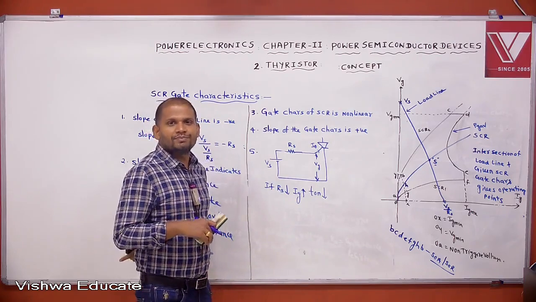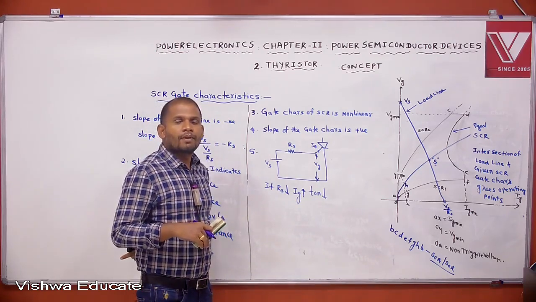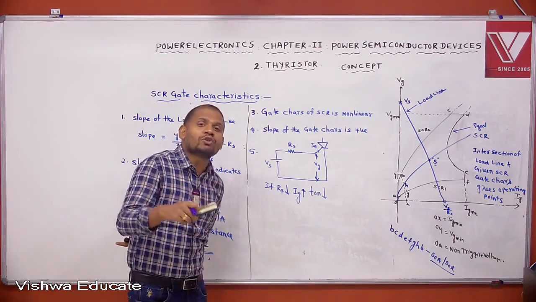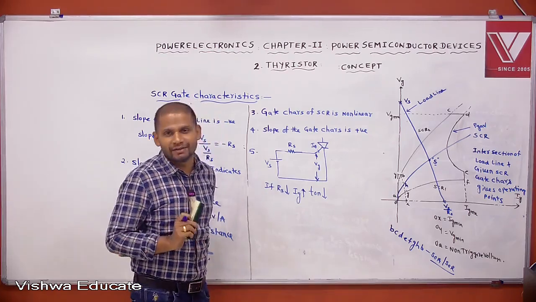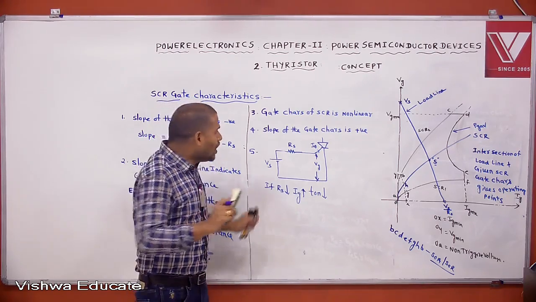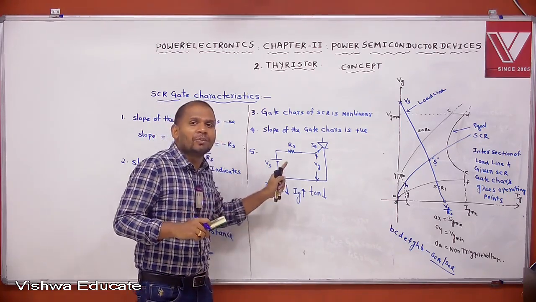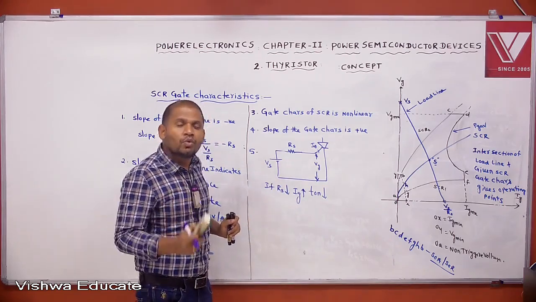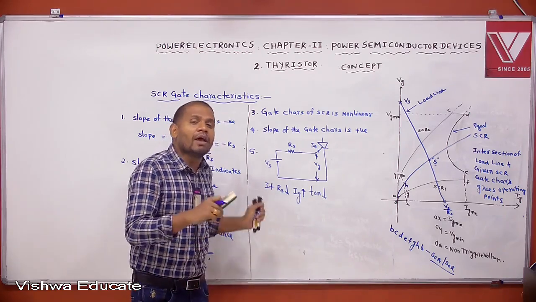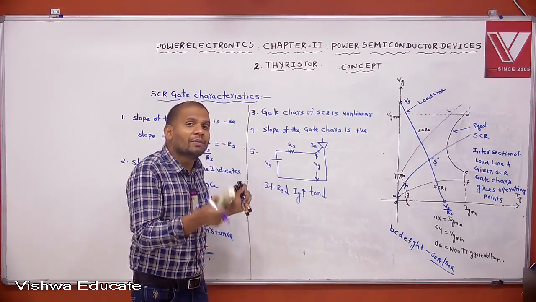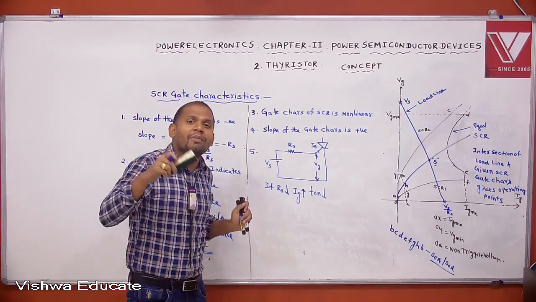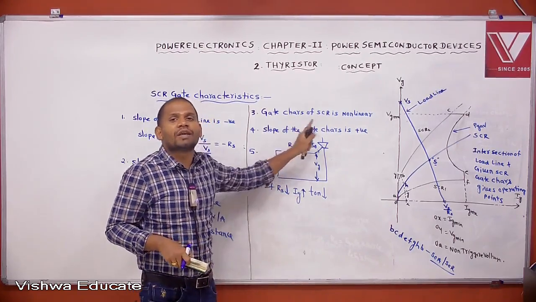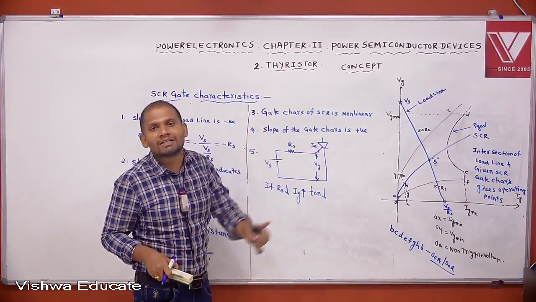Now the question is, to reduce the turn on time, what is the minimum value of gate source resistance we can design? But you don't make it completely zero. If you make it completely zero, because of high gate current, the SCR may be damaged. Without damaging the gate terminal, to reduce the turn on time, how much value of RS can we connect? What is the minimum value of source resistance we can connect?